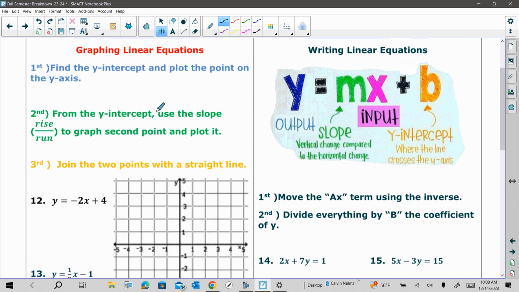So it says right here, find the y-intercept. Your y-intercept is the b. That's what this illustration is over here to the right. So our y-intercept on number 12 is 4. So you have to plot that point.